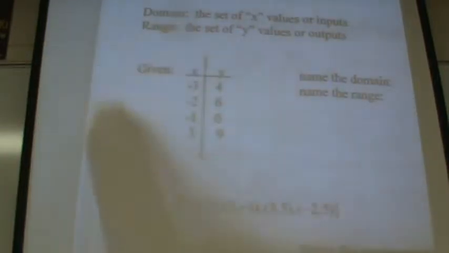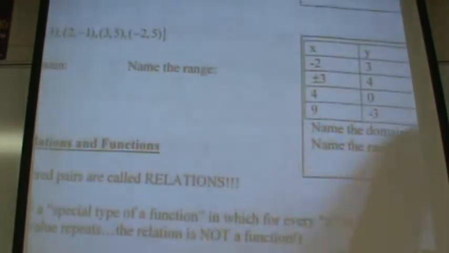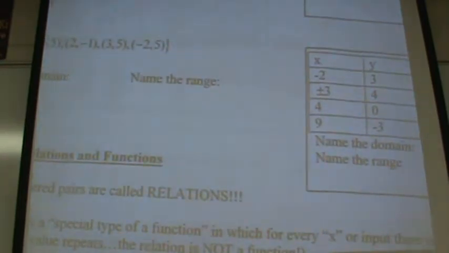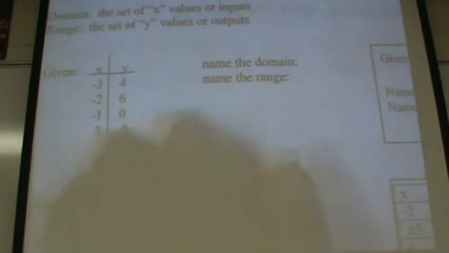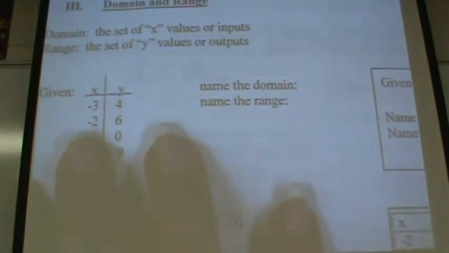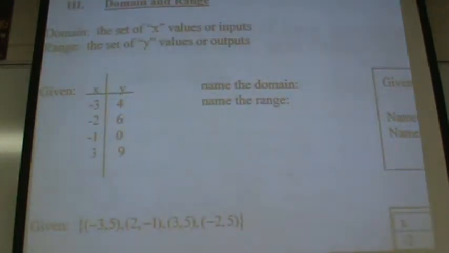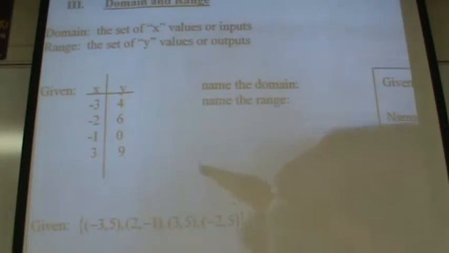Number 3, domain and range. You guys remember what domain and range is? Okay, what you have here, this is a relation. A relation and a relation. What is a relation? It's a set of ordered pairs. When you have a set of ordered pairs, that's a relation. This class is a relation. 7th hour. We are a relation.